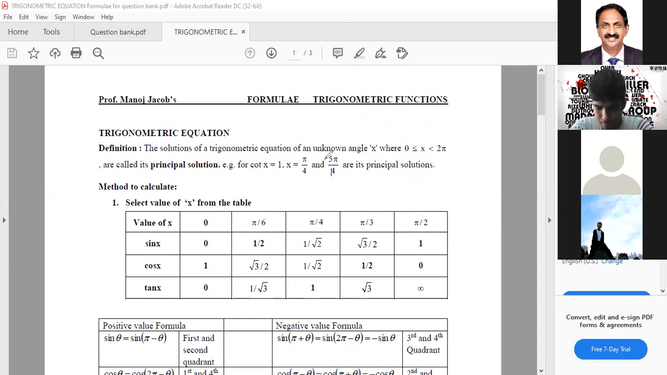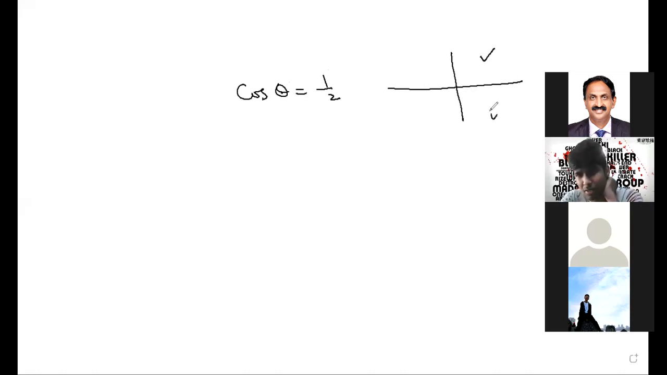Where you are likely to have a problem is because there are two principal solutions, how to get those values. Now let me explain that. Suppose I give you cos theta is equal to half. Immediately ask the question, cos is positive in which two quadrants? Cos theta is positive in first quadrant and fourth quadrant. If this angle is theta, then what is this angle? It is 2 pi minus theta.